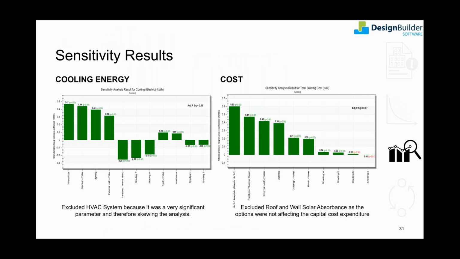These are the two sensitivity analysis graphs, one for cooling energy and one for cost. We can clearly see that some of the variables are more important than the others, and the ranking order is also different for the two objectives. A point to note is some of the variables have not been analyzed in these analyses. While the removal of HVAC system for cooling energy was explained earlier, roof and wall solar absorptance did not have any significant cost implications and therefore were not analyzed in the cost sensitivity analysis.